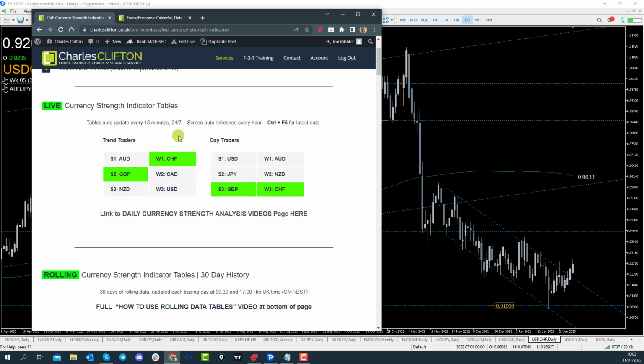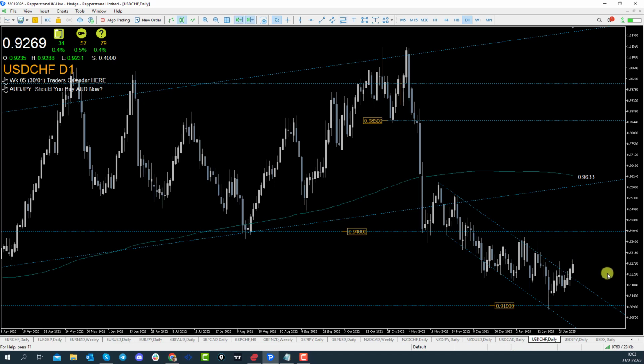Well, if we go back to the live currency strength indicator tables, you can see the dollar tops the day, trades at S1. The Swiss franc is highlighted here as W3, W1 on the trend traders, suggesting that we look for that weakness in the market. Now, what I did notice this morning was that we did break out of a little bit of an area, and I was looking for potential long opportunities. However, I feel that price is just bouncing into other resistance levels.